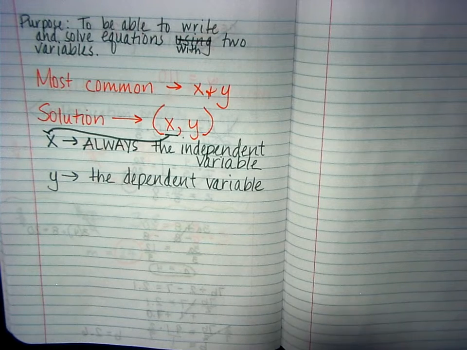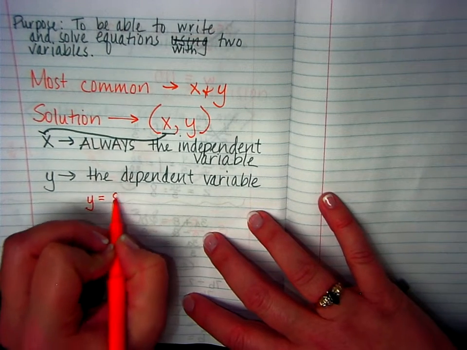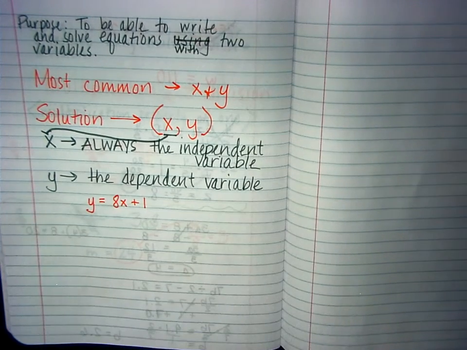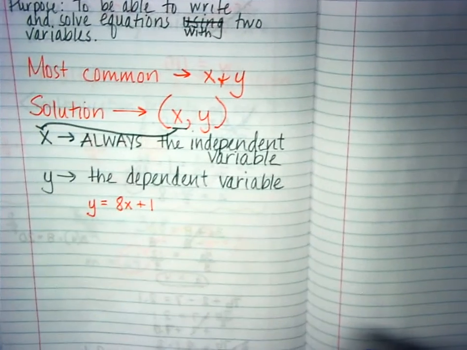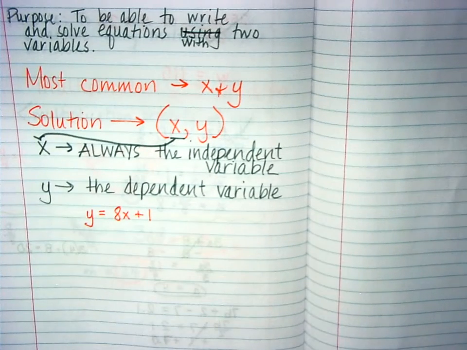So you might see a problem that looks kind of like this: y equals 8x plus 1. First thing I want to check is, is it an equation? Is that an equation? How do you know? Brandon? There's an equal sign. And if it's an equation, it means there is a solution.